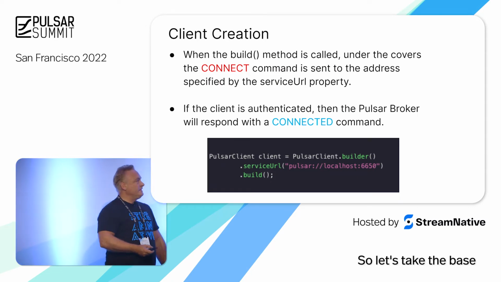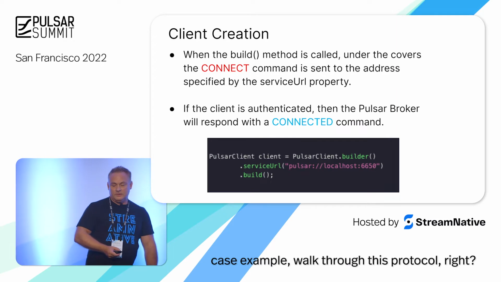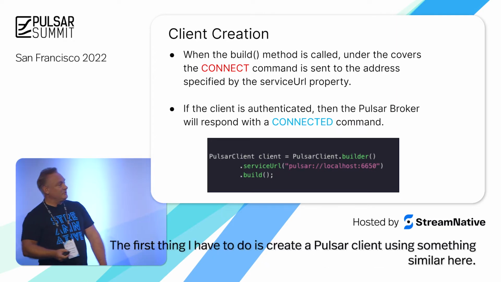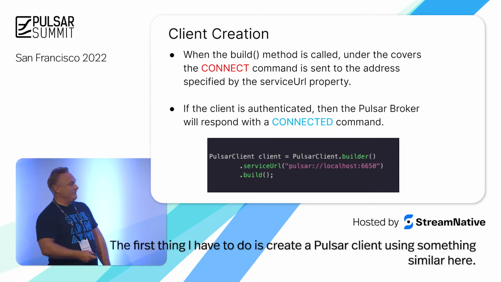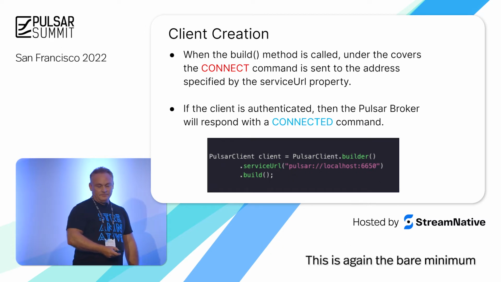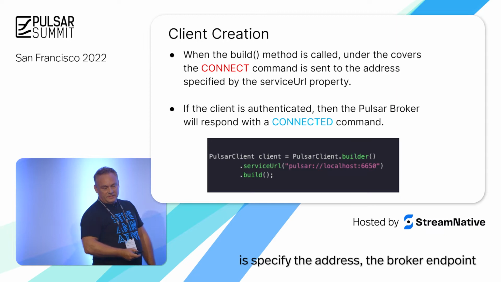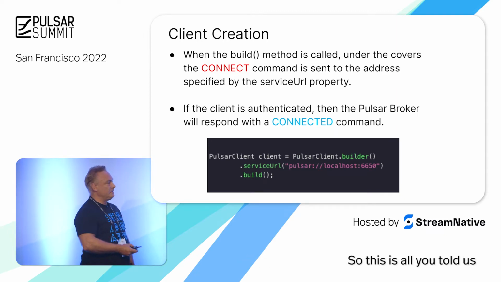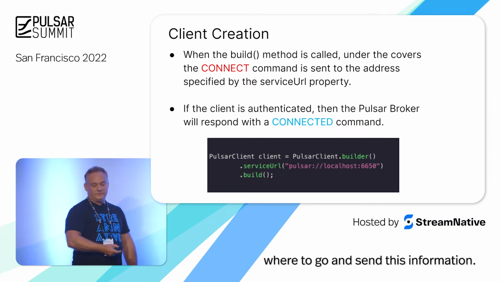So let's take the base case example and walk through this protocol, right? For those of you who have interacted with a Pulsar broker before, the first thing you have to do is create a Pulsar client using something similar to this. This is, again, the bare minimum. All you have to do is specify the address, the broker endpoint we're trying to connect to on that 6650 port, right? So this is all you're telling it, where to go and send this information.